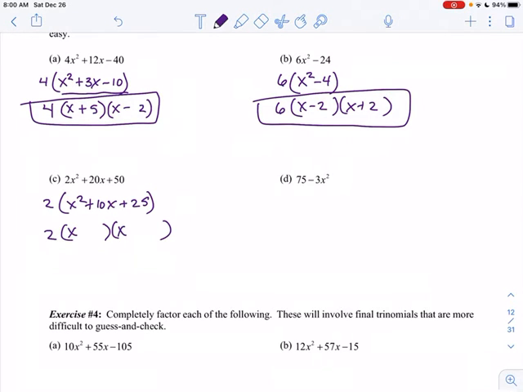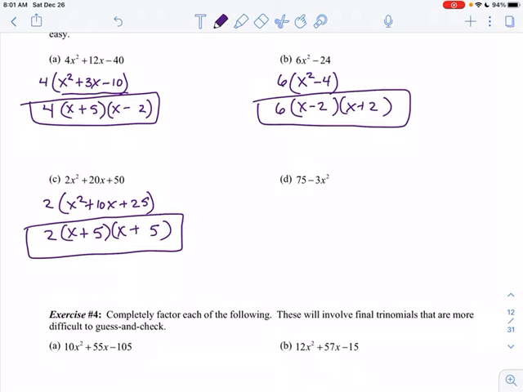So x times x is x squared. I'm looking for numbers that multiply to 25 and add up to 10. Well, 5 times 5 is 25, and I want it to be a positive 10, so positive 5 times positive 5. Factored completely.